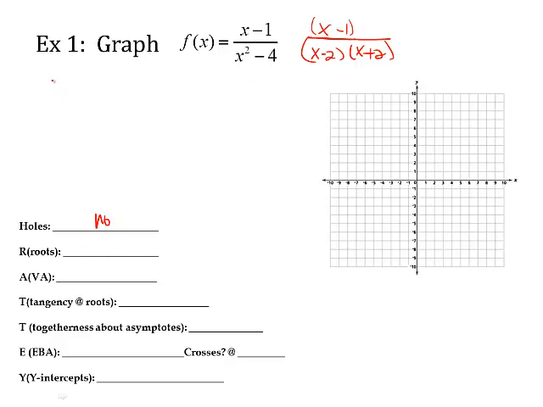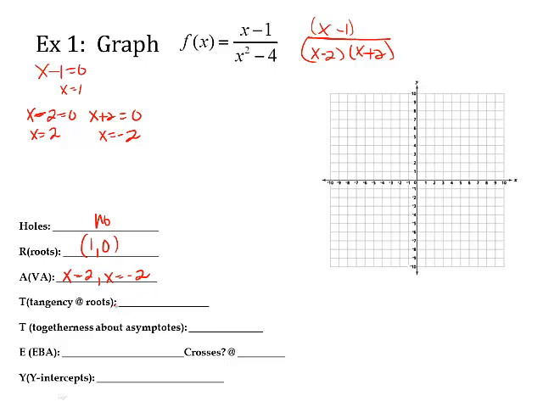Okay, what are the roots? You set the top equal to 0 and solve it for x. That makes x equal to 1. So it's the point 1, 0. A is for asymptotes. So you set each factor in the bottom equal to 0. So x minus 2 equals 0, x plus 2 equals 0. So this one is x equals 2. This is x equals negative 2. So I have two vertical asymptotes.